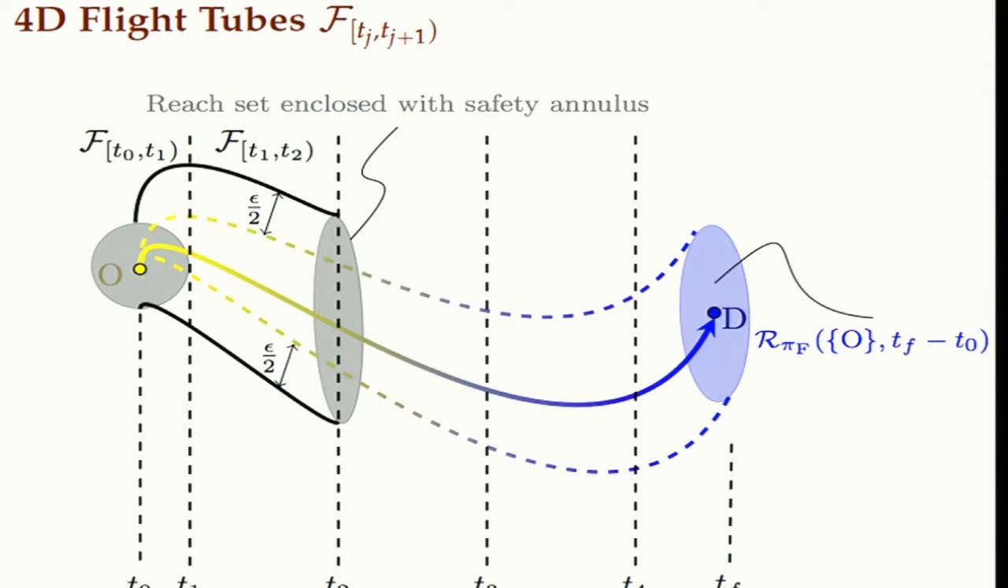But let us say you want to enforce a law that no two drones should be epsilon close to each other. So the annulus is basically doing that, engulfing that reachable tube by an annulus of radius epsilon by 2. And I am using the notation that f t0 to t1 is the flight tube from time t0 to t1. And similarly, the flight tube from t1 to t2 is f subscript t1 t2.